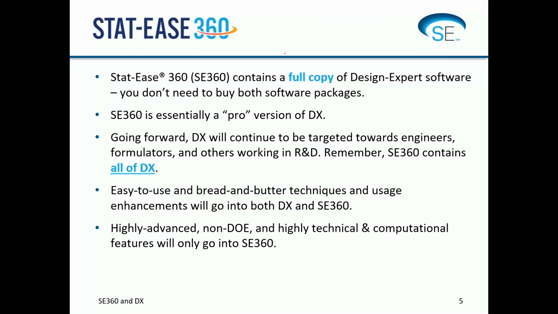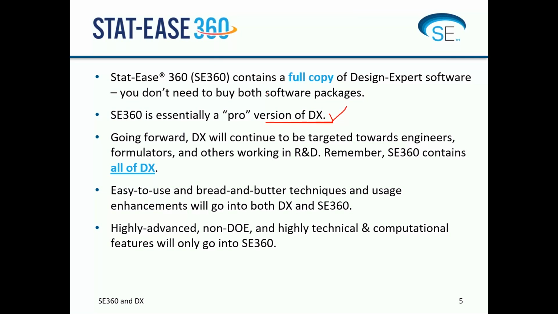So for those of you that aren't familiar with Statistics 360, it's essentially what we like to consider a pro version of Design-Expert. So we've gotten lots of requests for advanced features, things like Gaussian process models, scripting, and so on. And our philosophy has always been to keep Design-Expert as simple as possible, because a large portion of our users are not statisticians and maybe don't even have a ton of real formal training in statistics.